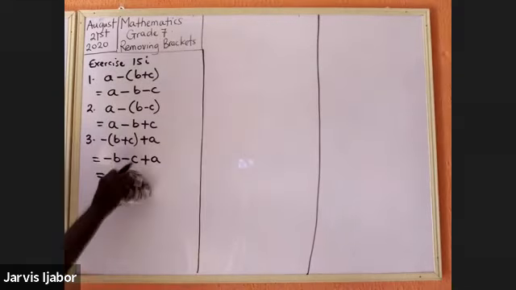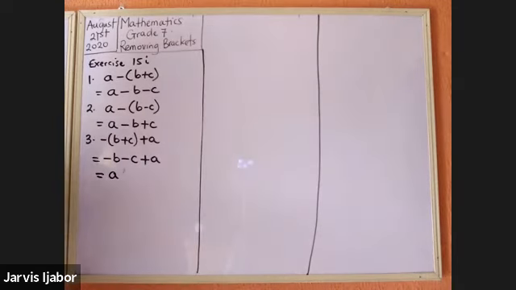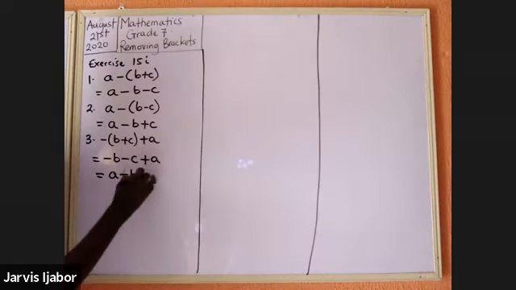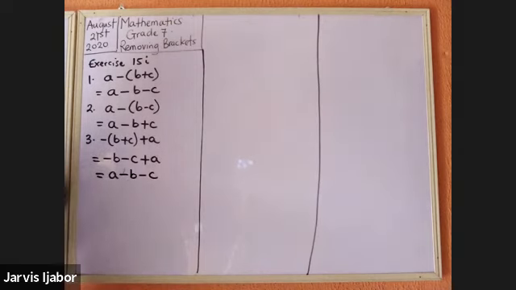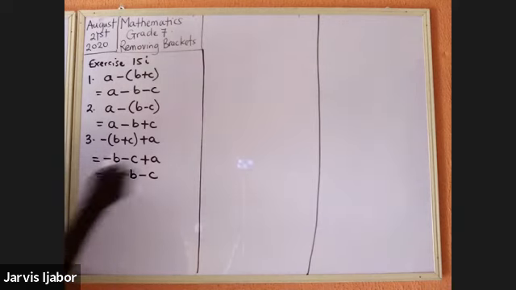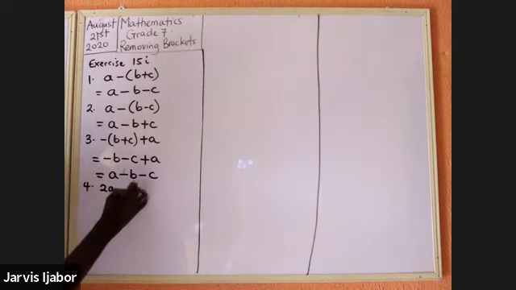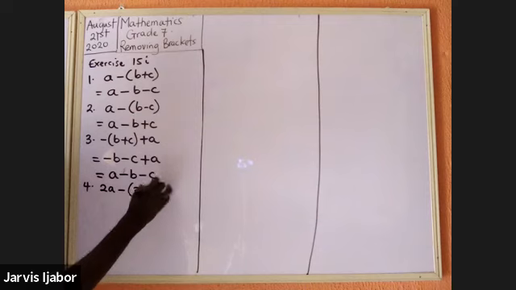Now, in arranging, you must take into consideration the sign in front of B and C. A minus B minus C. So you should be able to see that A has positive in front of it, B has negative, C has negative. So you rearrange it, and this is what you're going to get. Right. Number 4, 2A minus bracket open 3B minus C.